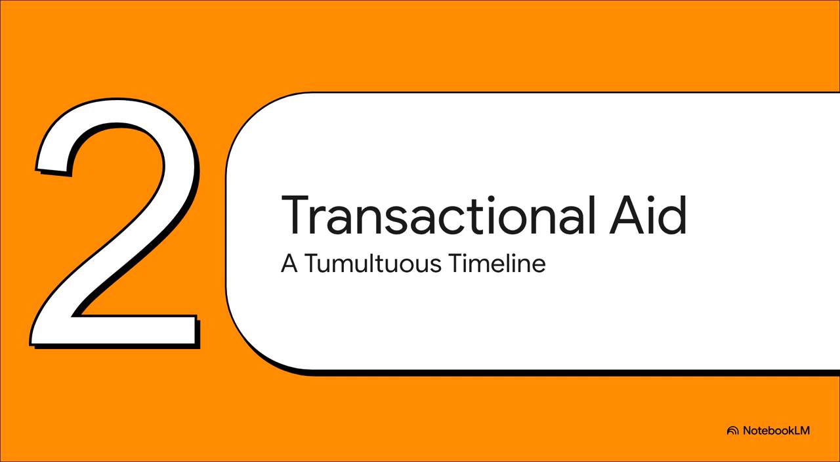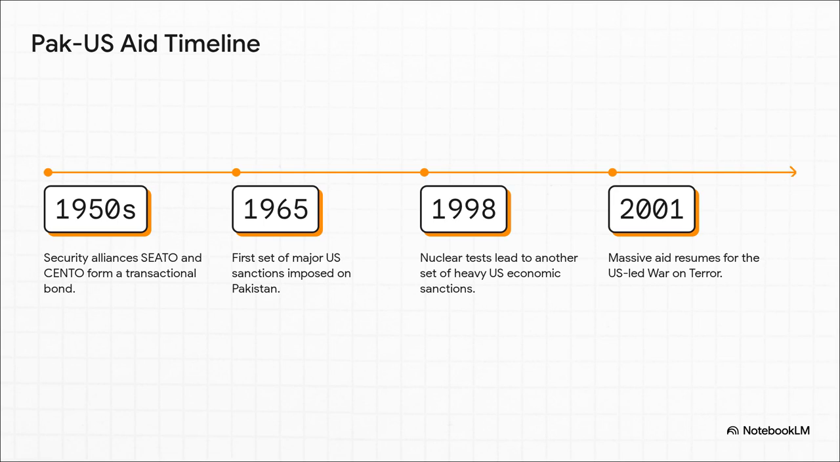Section 2. Decades of transactional aid, a tumultuous timeline. Let's apply this to the US and Pakistan. Talk about a roller coaster of a timeline. It's been incredibly transactional. In the 1950s, Pakistan relied on the US for security through alliances like SEATO and CENTO, but by 1965, the US slapped on major sanctions. Then in 1998, following nuclear tests, we see heavy economic sanctions return. But then, abruptly in 2001, massive aid just suddenly resumes for the war on terror. It's this dizzying cycle of military necessity, heavy sanctions, and sudden cash influxes based entirely on shifting geopolitical interests.